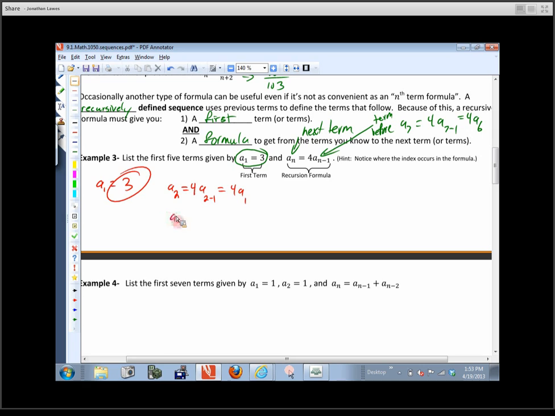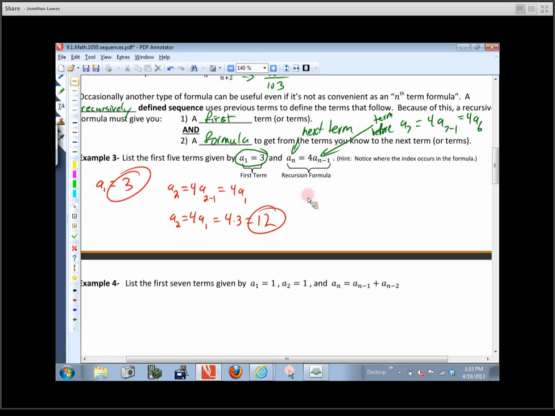So to get the second term, everybody watch please. To get the second term, you take 4 times the one before it. That's 4 times 3, so that's 12. Does that make sense? That's a sub 2. So to get to the next term, you just do 4 times the one before it. To get to the second term, you do 4 times the first term. Let me say this again. Look right here. To get to the next term, you do 4 times the one before it.